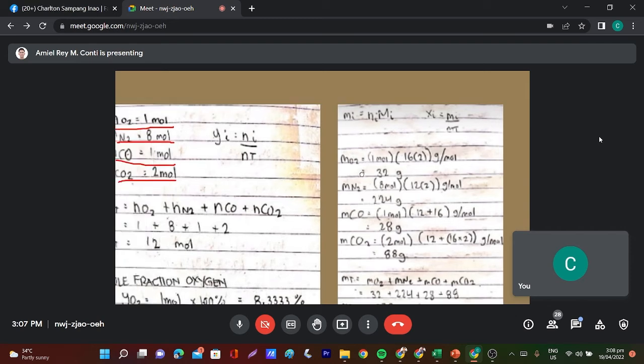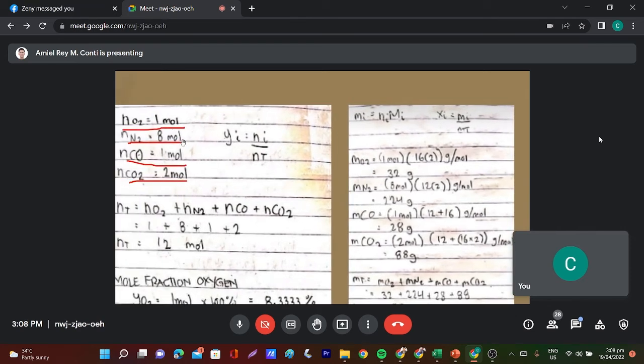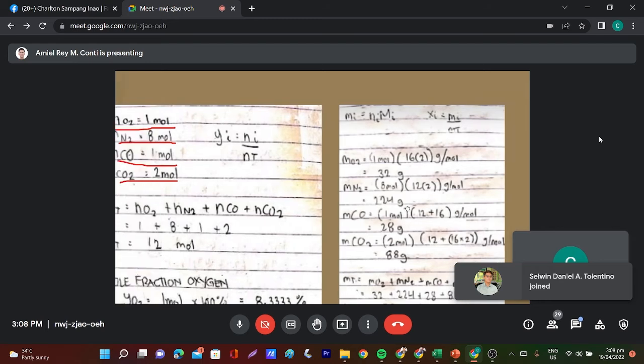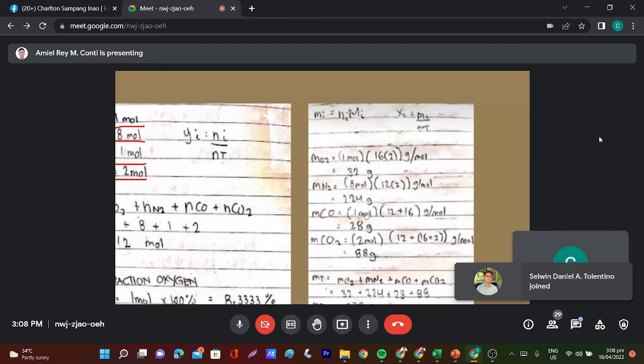So, for example, here in oxygen, we are given 1 mole. The molar mass of oxygen is 16. Since oxygen is diatomic, we multiply it by 2, so 16 times 2 is 32, times 1, 32 grams. Then the same with nitrogen, it is also diatomic, its molar mass is 14. Then, because it is diatomic, multiply by 2. Then multiply by its given mole, which is 8 moles, getting 224 grams.